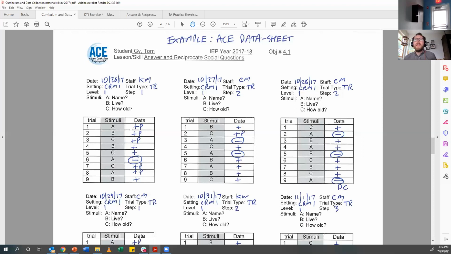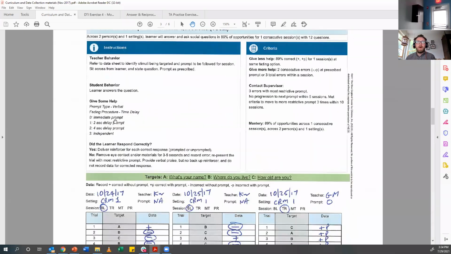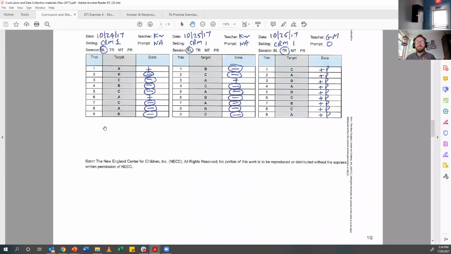Okay, so he responded correctly in 8 out of 9 of those trials. That's our 89% criteria. So for the next teaching session, we went from prompting step 1 to prompting step 2. Okay, we're now at a 4-second delay, based on our teaching procedure above. Prompting step 2 is a 4-second delay.